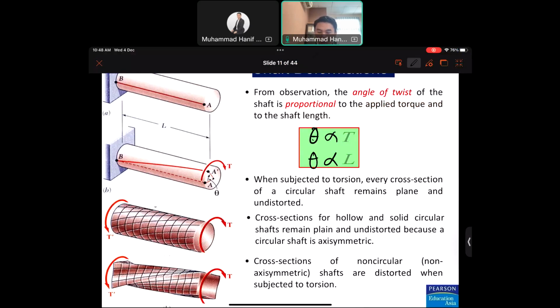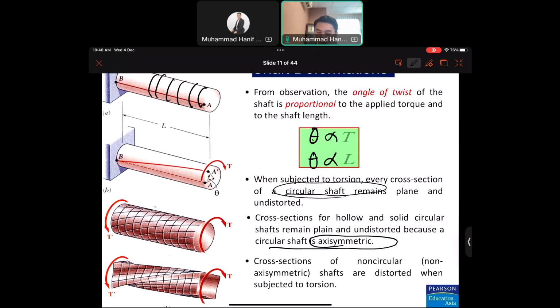When subject to torsion, every cross section of the shaft remains plane and undistorted. The circular shaft is here, and it will remain as it is, undistorted. Next is the cross section for hollow and solid shafts. A circular shaft remains plane and undistorted because of the circular shaft's symmetry. If the shaft is symmetric, the plane will remain as it is after deformation.